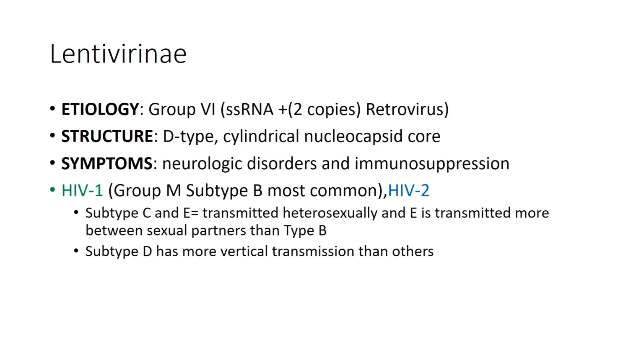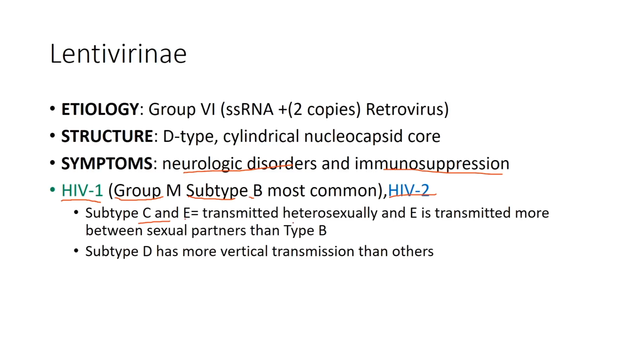So symptoms are, it can cause neurological disorders in addition to immunosuppression. And this is caused by HIV-1. Most specifically, the most common form of this is actually group M, subtype B. HIV-1, group M, subtype B is the most common found worldwide. And then HIV-2 is another virus found within this group. There are other subtypes besides B, such as C and E.